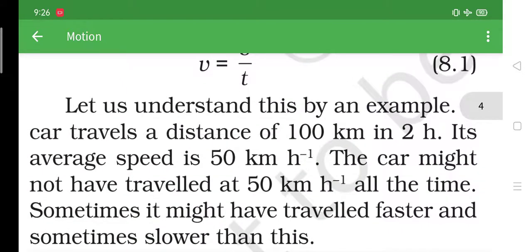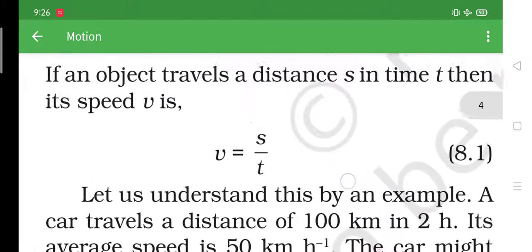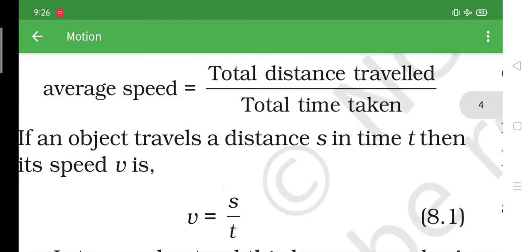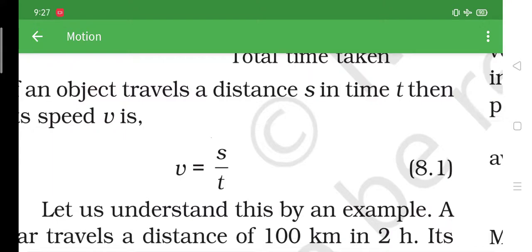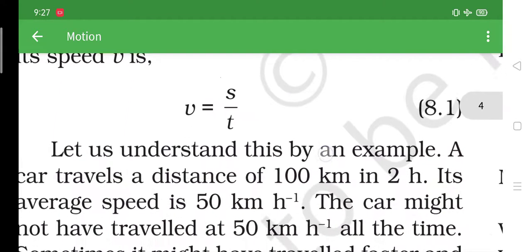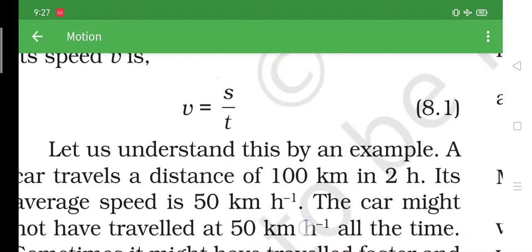Now let us understand this by an example. A car travels 100 km in 2 hours, so its average speed is 50 km per hour. How? So again formula, total distance કેટલું travel કરે છે 100, કેટલા time માં 2, so 100 divided by 2 would be 50 km per hour.